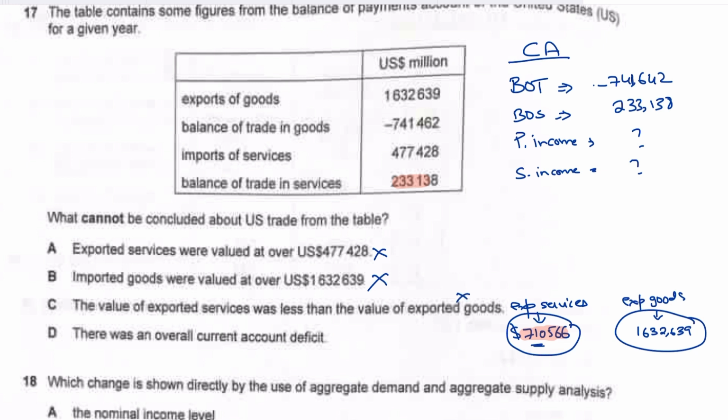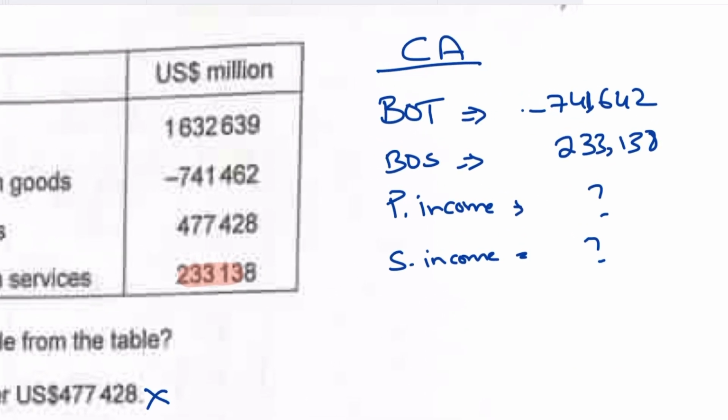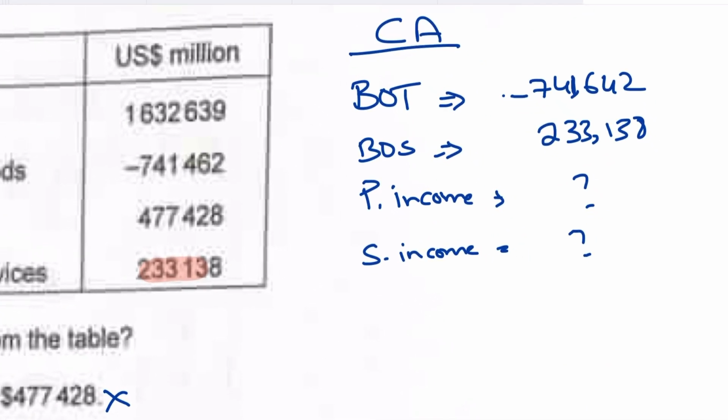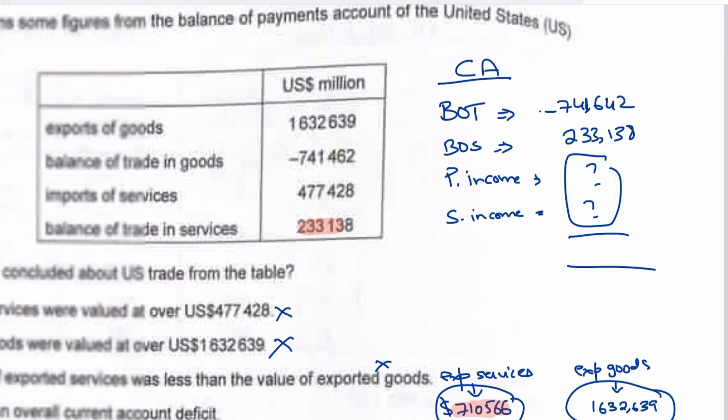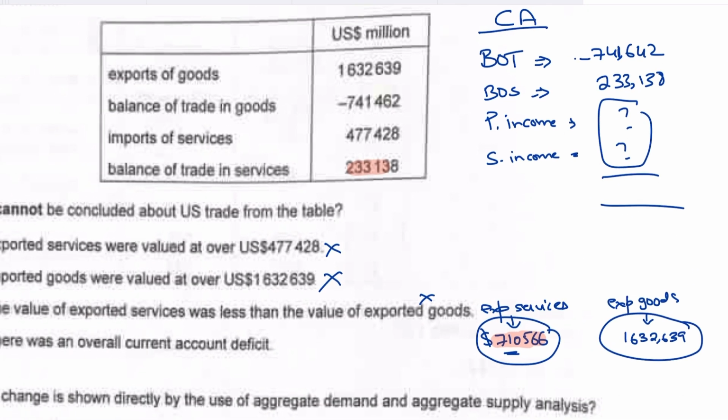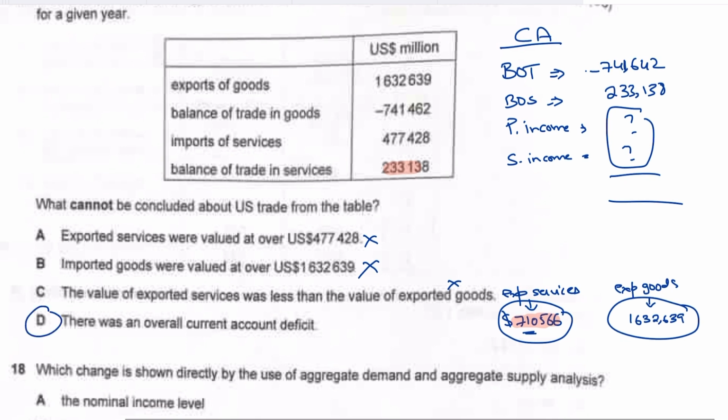However, there was an overall current account deficit. For an overall current account deficit, we need to see the balances between balance of trade, balance of services, primary income, and secondary income. Now, primary income and secondary income are not given, so we can't really conclude whether the current account is in deficit or not. So that is the correct answer because we cannot conclude what option D says. Hence, D is the correct answer.